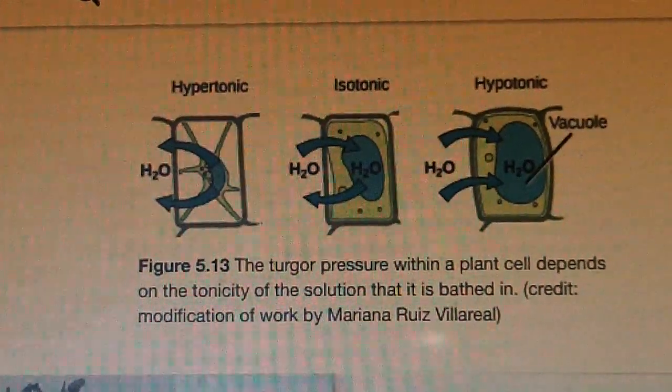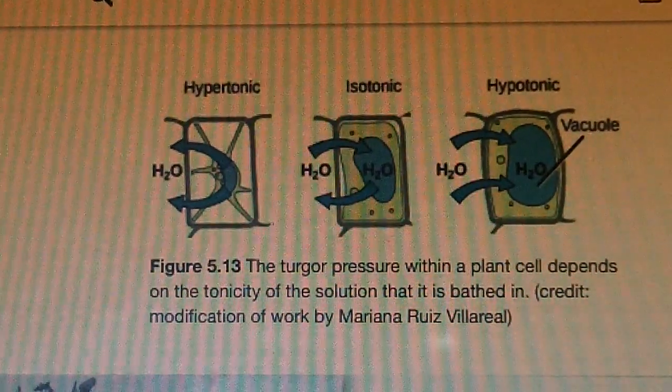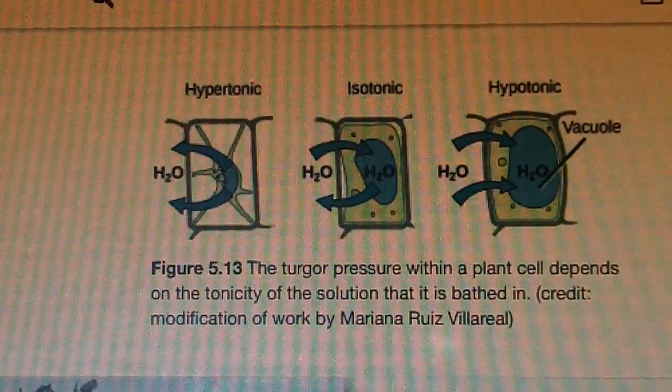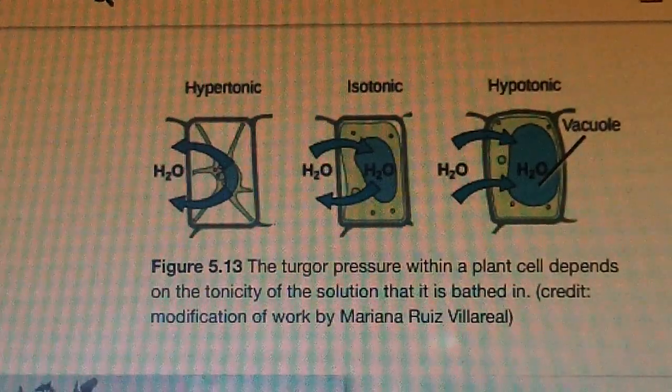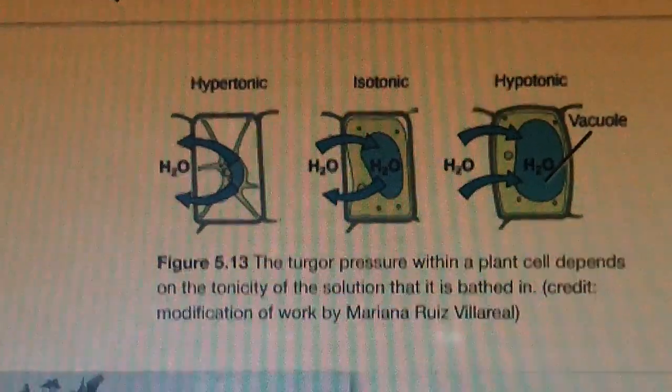The cell wall doesn't move. The cell wall stays in the same place, but the cell membrane shrinks away. We can see this under the microscope.